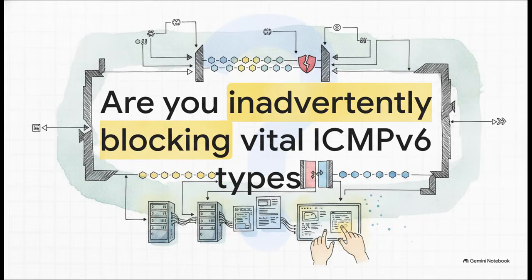I want to leave you with a final thought to investigate on your own networks today. If you went and checked your firewall rules right now, are you inadvertently suffocating your network by blocking the critical ICMPv6 types we discussed today? It might be time to check those configurations.